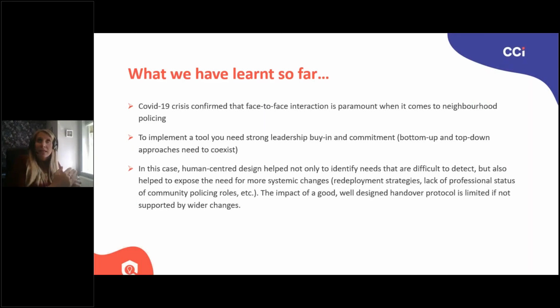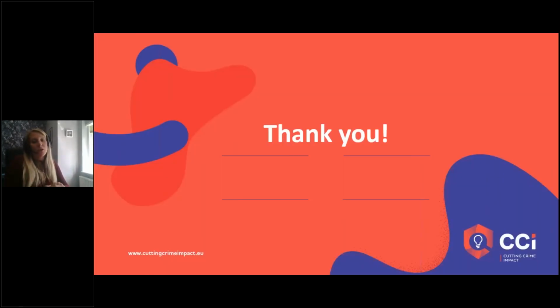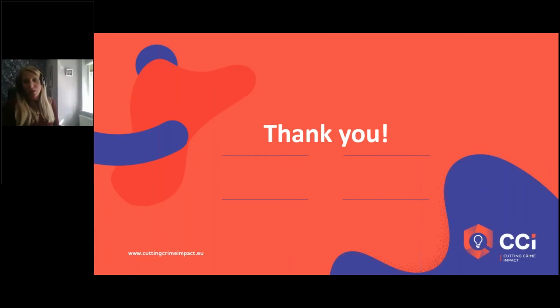At an executive level, you need committed senior managers who ensure that resources for community policing stay within community policing. At a frontline level, you need good handover protocol, and you need good staff and police officers. And at an organizational level, you need adequate redeployment strategies and recruitment strategies, and possibly also good training in community engagement. And that is the end of my presentation. If you have any questions, I'll be happy to answer.